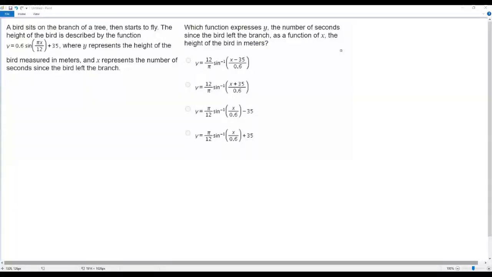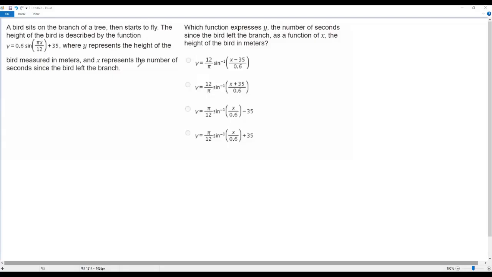Here we have a problem in trigonometry. Okay, let's go over the question. A bird sits on the branch of a tree, then starts to fly. The height of the bird is described by the function y equals 0.6 times sine of pi x over 12 plus 35, where y represents the height of the bird measured in meters and x represents the number of seconds since the bird left the branch.